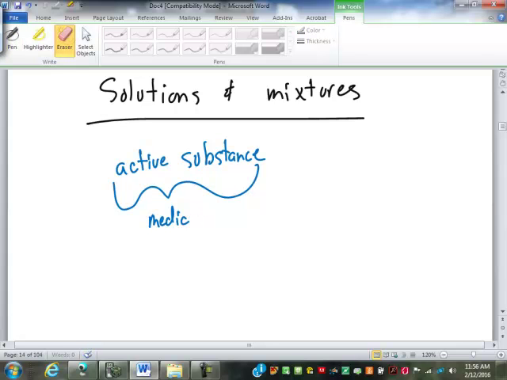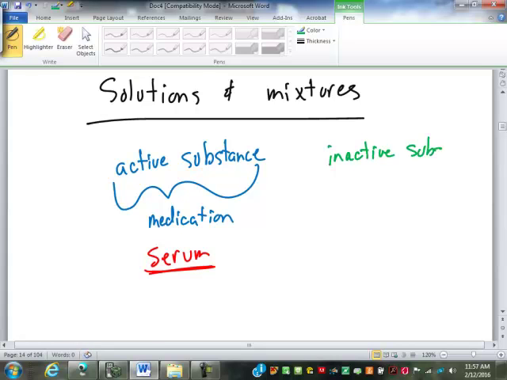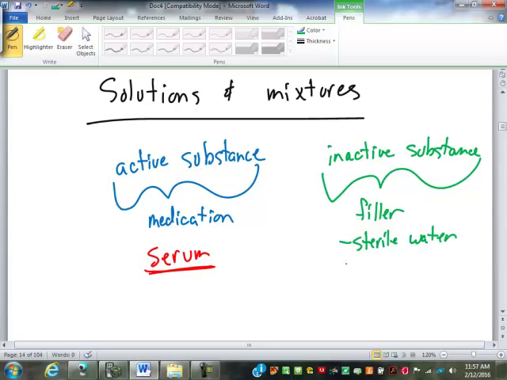Let's put A in there. And we are going to refer to that. The generic term we're going to use for medication in this course is just serum. And then there's an inactive substance. The inactive substance is just a filler. Usually it's sterile water or saline.